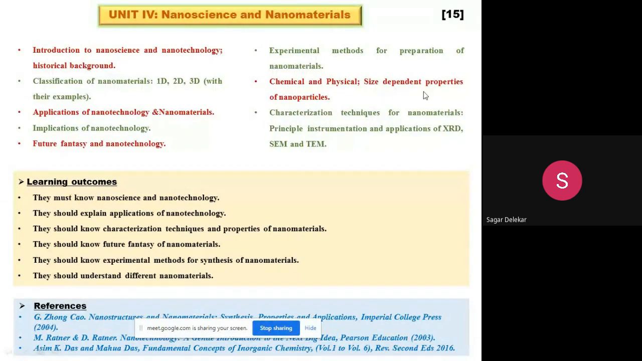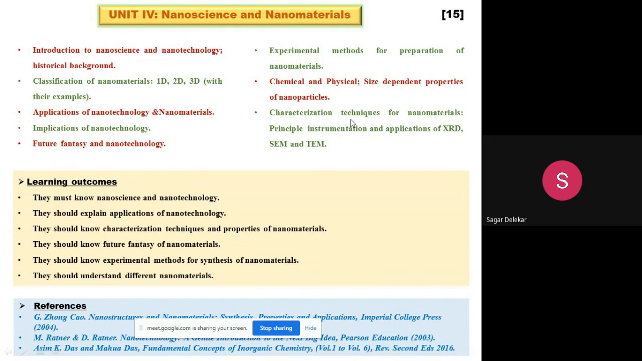And if there is change in the dimensions, especially size, then it will impact catalytic properties. It will impact the electrical properties, magnetic properties, then optical properties. Optical means color chemistry. Electrical properties means about heat and electricity. Then magnetic properties, magnetism. So if you tune the size, it will impact all these different properties. So at least one or two examples are to be given under each property.